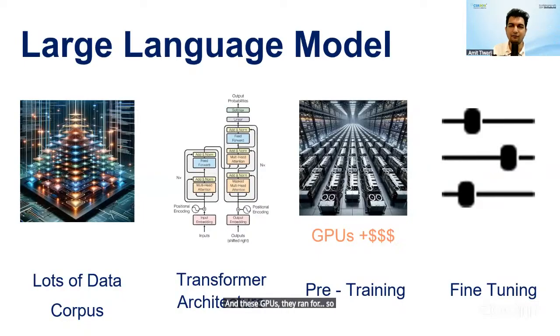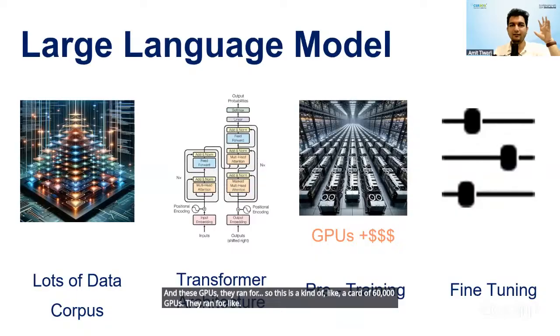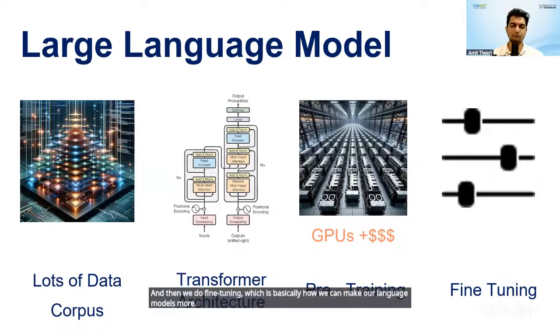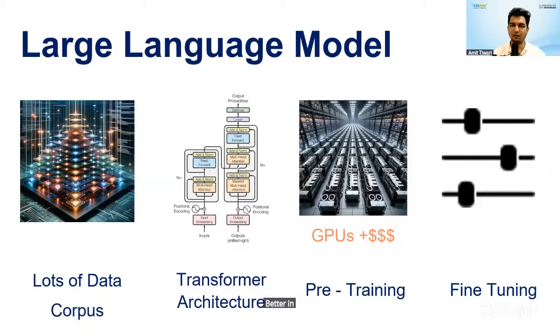a cluster of 60,000 GPUs. They ran for about 3 months continuously in order to train on all the text in the world with this transformer architecture to predict the next word in the sequence. And then we do fine tuning, which is basically how we can make our language models better in any field that we want.